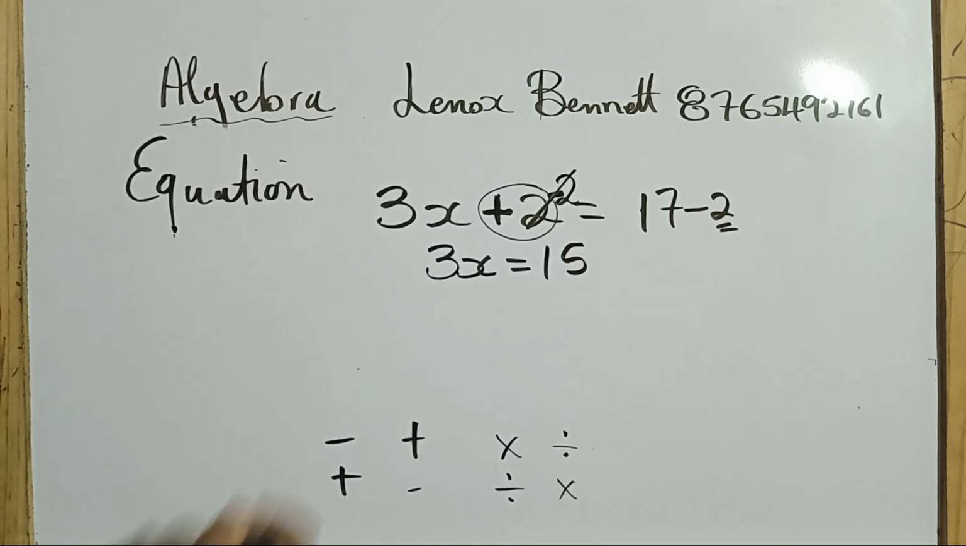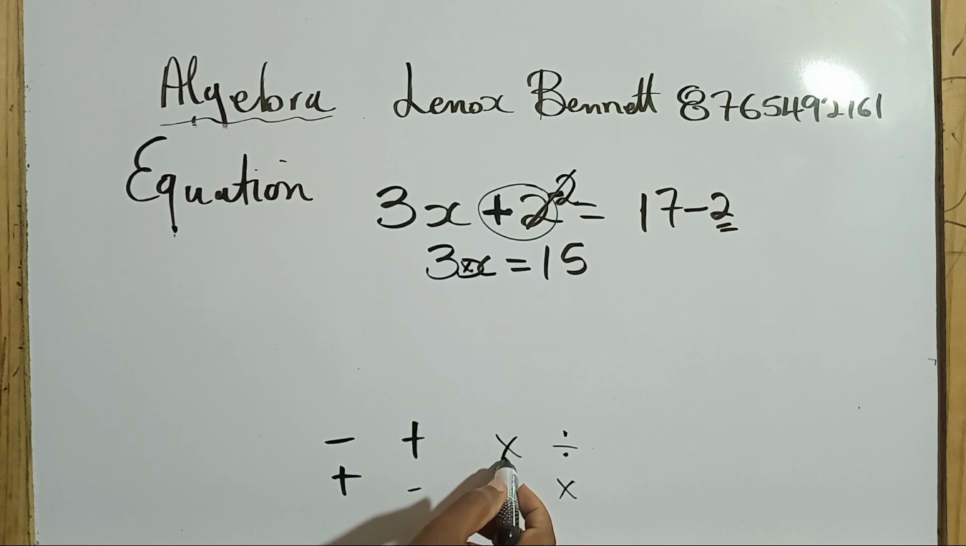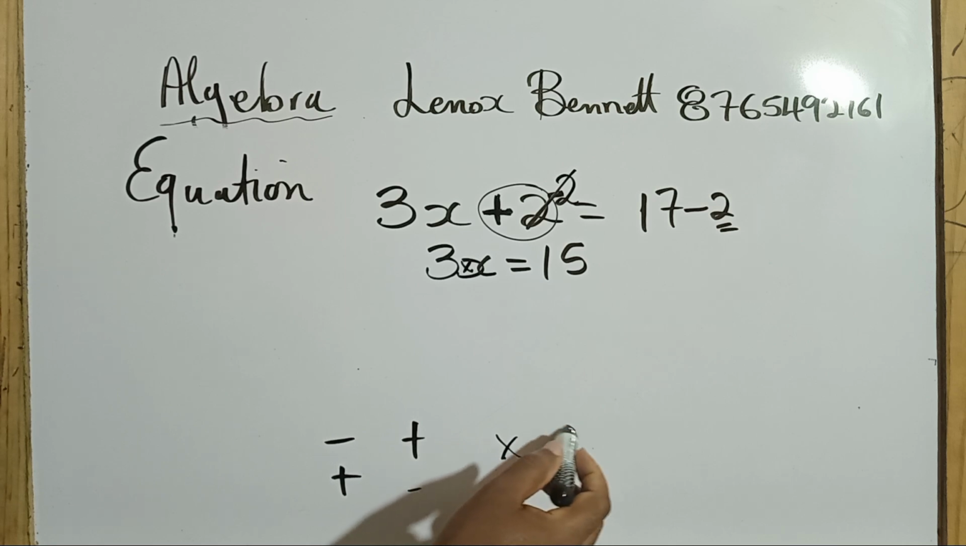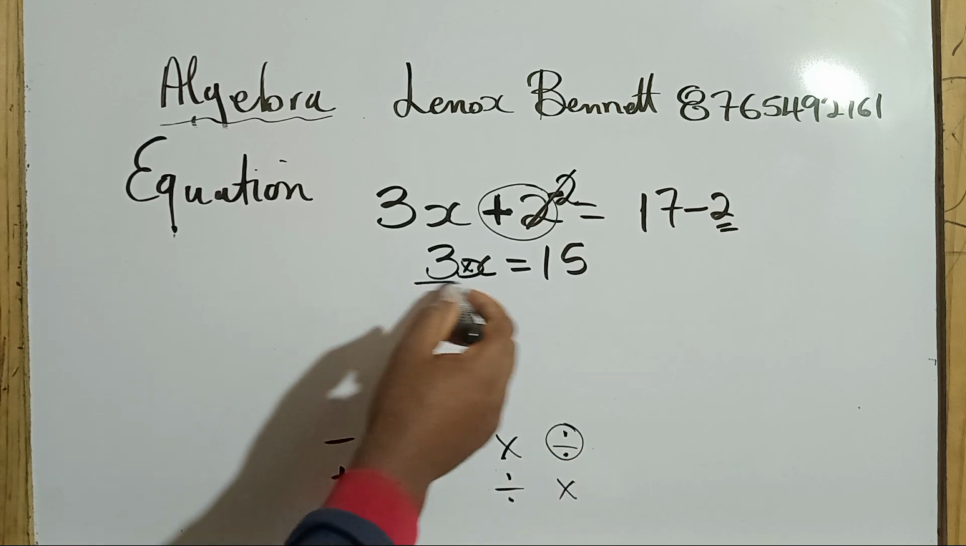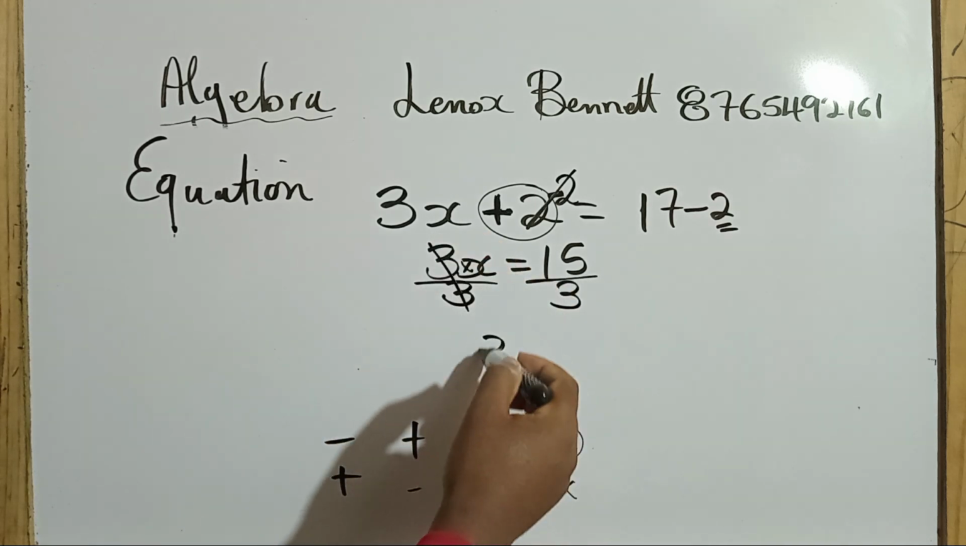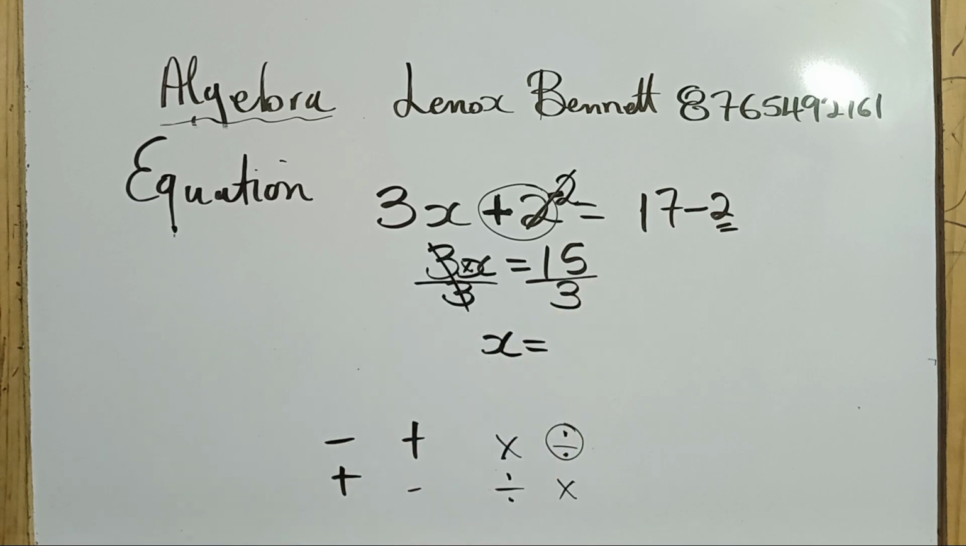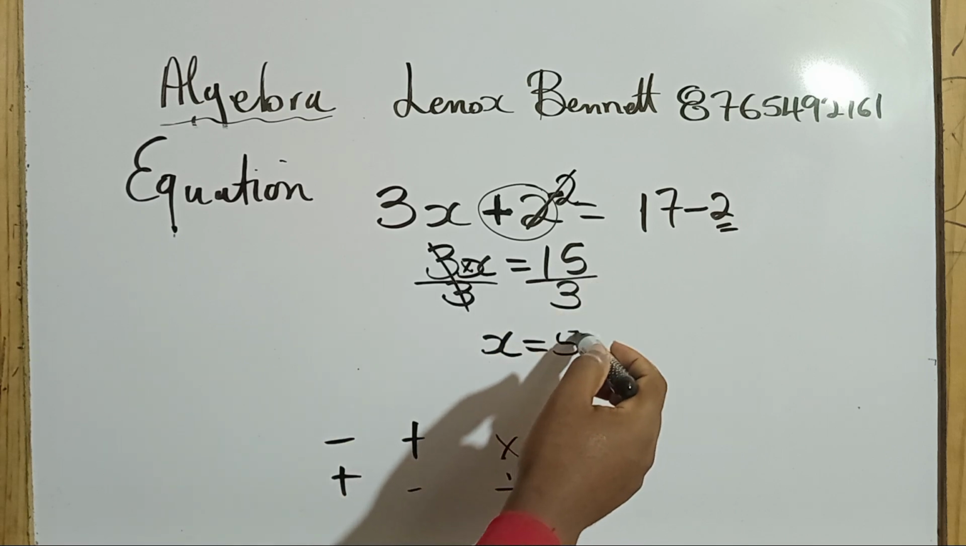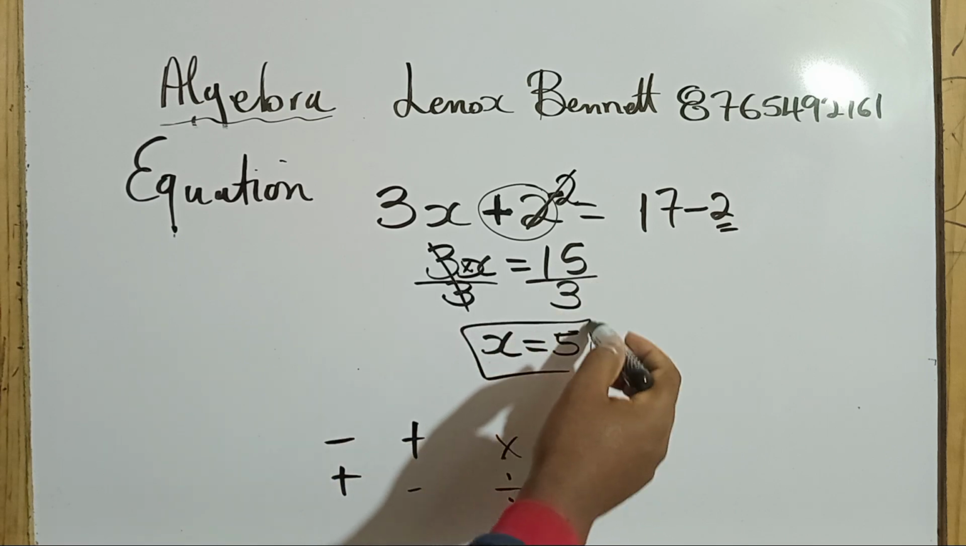And of course, we divide because this is multiplication. The inverse of multiplication is division. So we divide by 3. Now, 15 divided by 3 is 5. So our answer is 5.